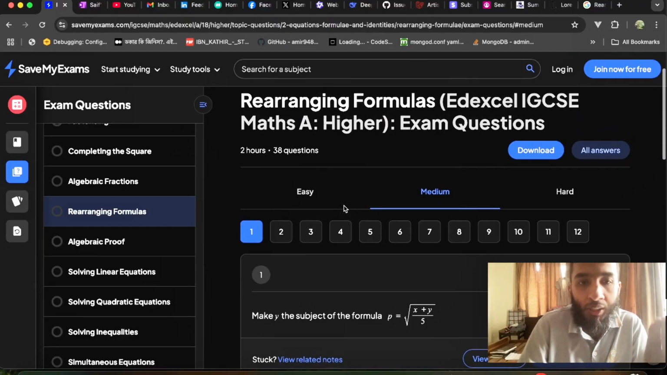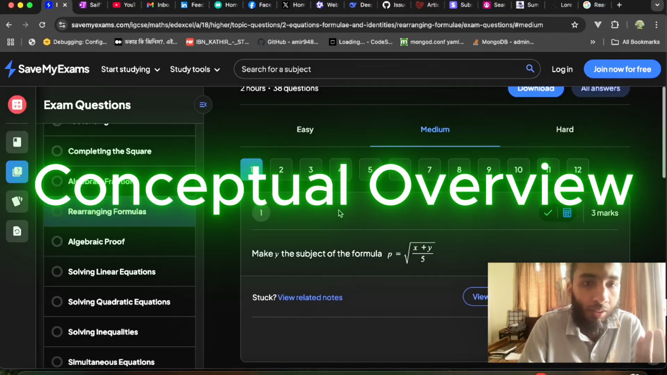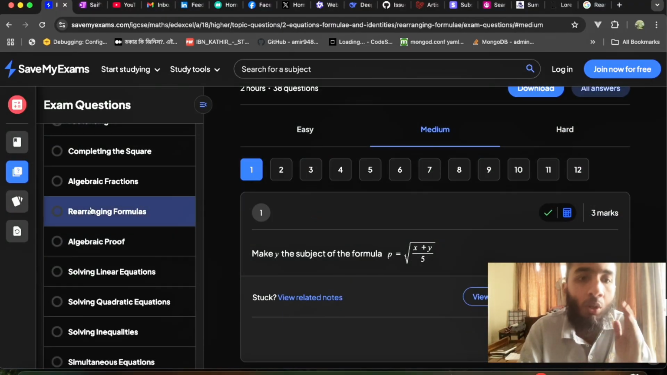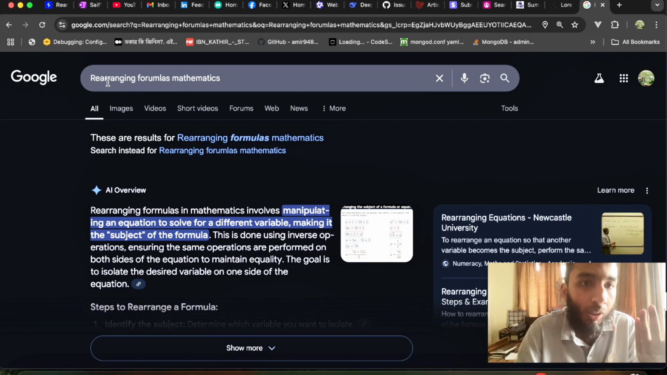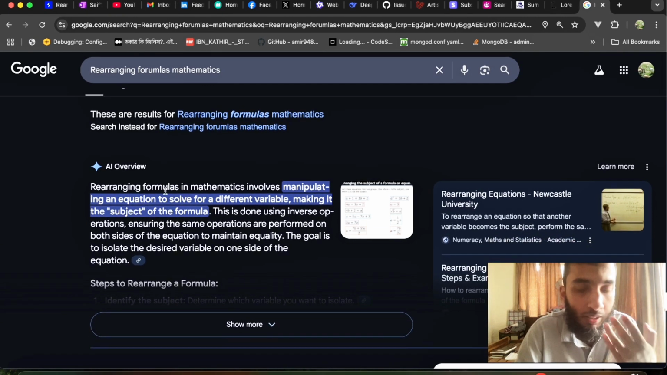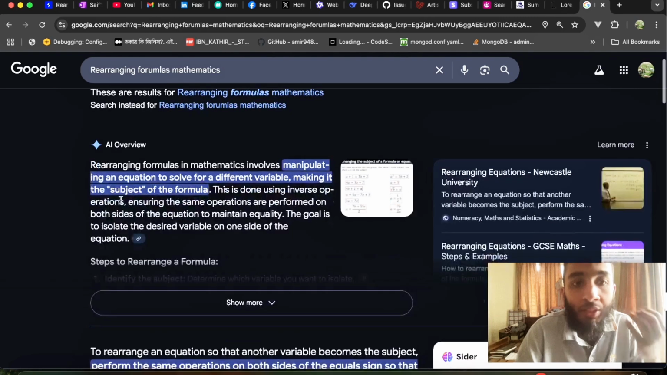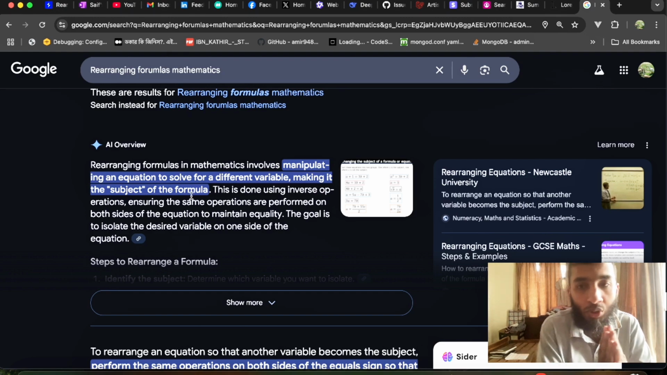Before going into the problem solving, I'll just briefly overview the concept of rearranging formulas in mathematics. So if I go to Google and type these three keywords, rearranging formulas mathematics, it gives an AI overview, which is: rearranging formulas in mathematics involves manipulating an equation to solve for a different variable, making it the subject of the formula. So you change the subject of the formula. This is how you rearrange formulas in mathematics.